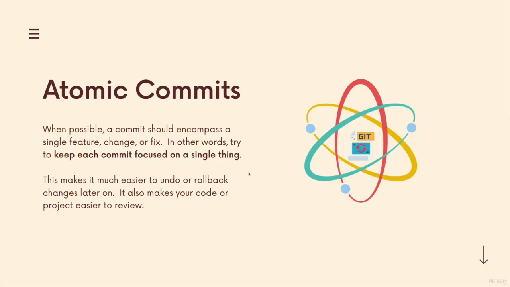One of the more common pieces of Git advice that many a blog article has been written about is to keep your commits atomic. So what does that mean? That's what I want to talk about in this video, and I'll show you an example.